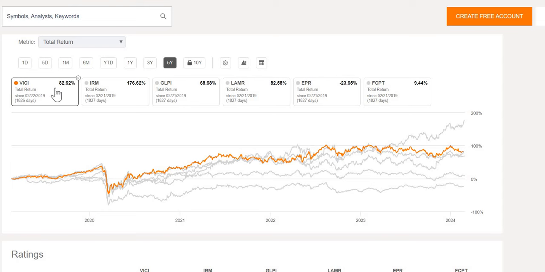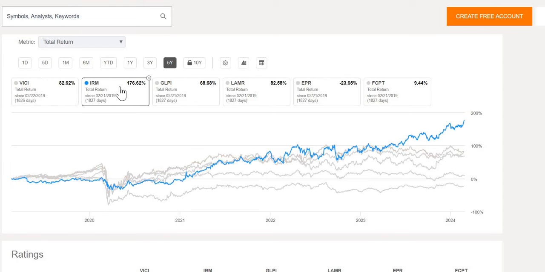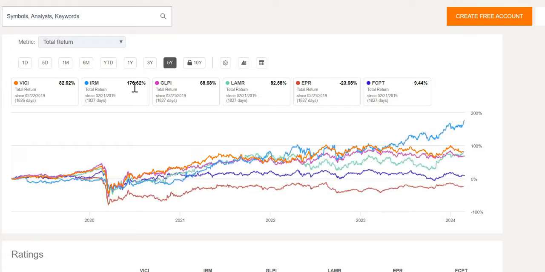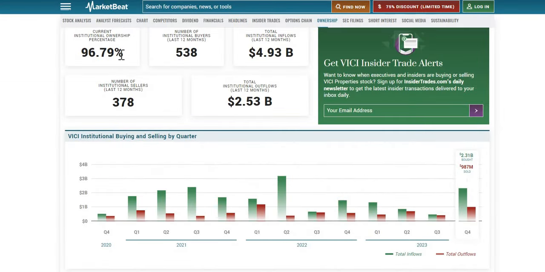VICI Properties themselves up 83%. IRM, a fantastic performance, up 177%, and some other competitors, GLPI and LAMR, doing pretty strong as well. Do remember though, just because VICI did return 83% over the last 5 years, past performance isn't necessarily an indicator of future performance.